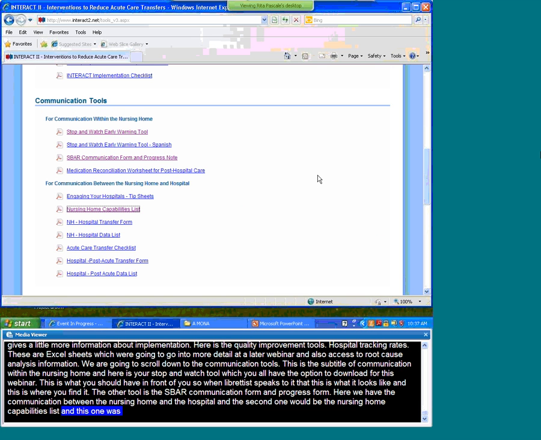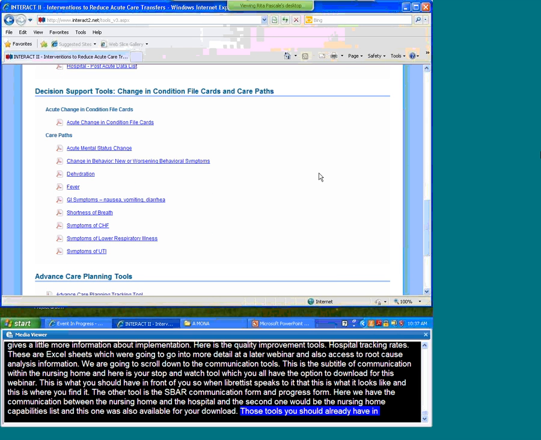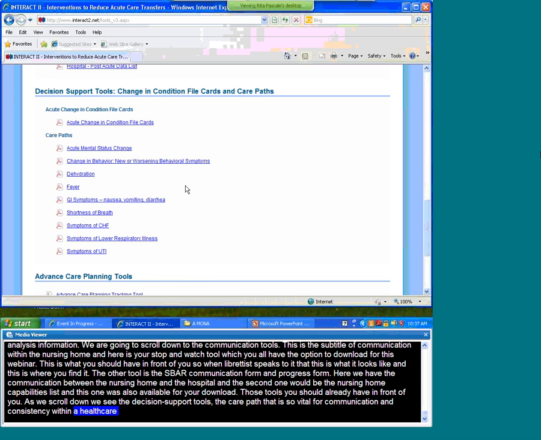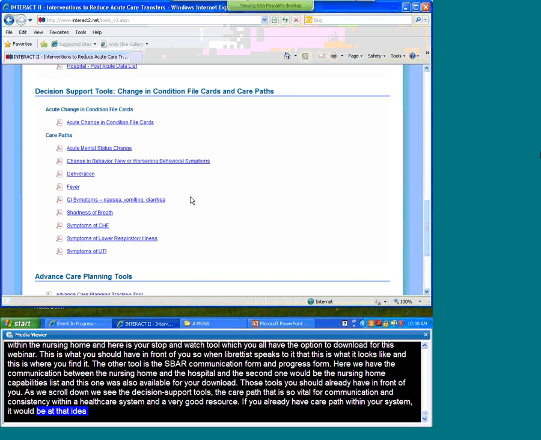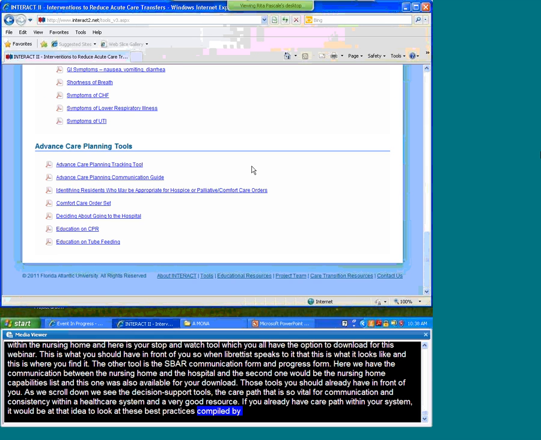And then as we scroll down, we see the decision support tools, the care paths that are so vital for communication and consistency within a healthcare system. It's a very good resource. If you already have care paths within your system, it would be a good idea to also look at these best practices compiled by an interdisciplinary team, just to make sure that you have everything that you need in place. And then lastly, on the tools page, we have the advanced care planning tool.